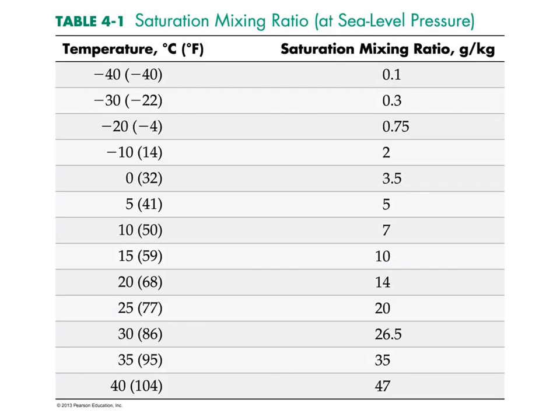So this is the temperature, and this is the saturation mixing ratio. You increase the temperature, you increase the amount of water it can hold at that temperature. So we're going to pick on temperature 25 degrees Celsius in the next few figures. 25 degrees Celsius, 77 Fahrenheit. This would be the point where your air is saturated: 20 grams of water vapor in 1 kilogram of dry air.